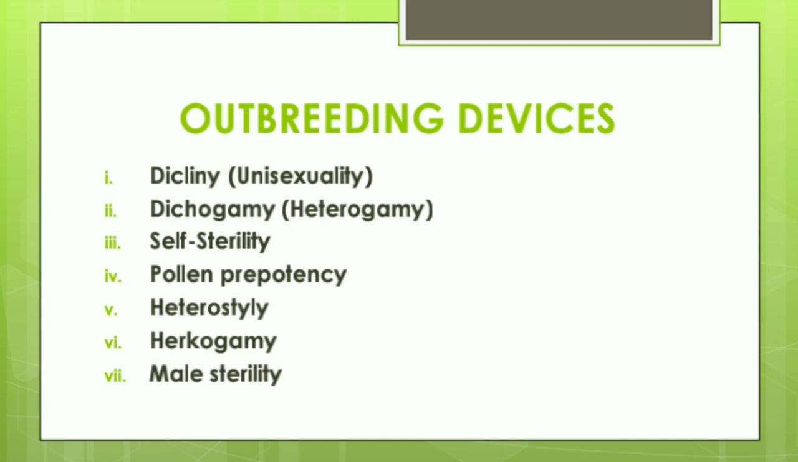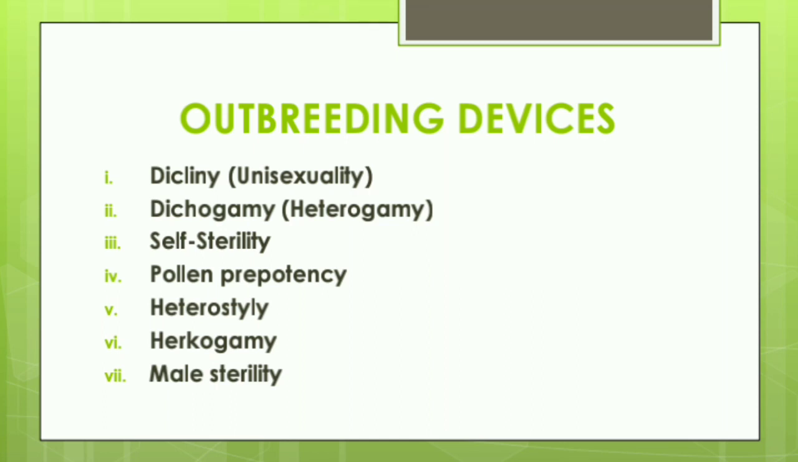First is protandry, where anthers mature earlier than stigma, as for example salvia, sunflower, rose, etc. And the second one is protogyny, where stigmas mature earlier than anther. It is found in gloriosa, magnolia, mirabilis, etc.